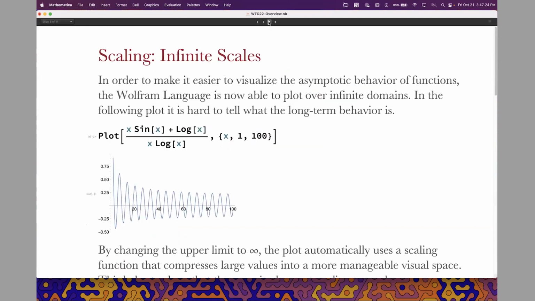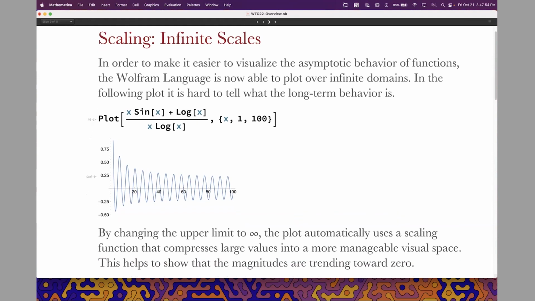The next thing we're going to look at is some expansions we've done in terms of scaling functions. Min is going to look at this in more detail, but I think it's mostly disjoint from what I'm covering. The first thing we added, in expanding our support for scaling functions, was being able to have infinite scales. Here we have a function, and I'm plotting it from 1 to 100, and we see what the behavior is. I could bump it up to 1,000 and see a bit more of it.